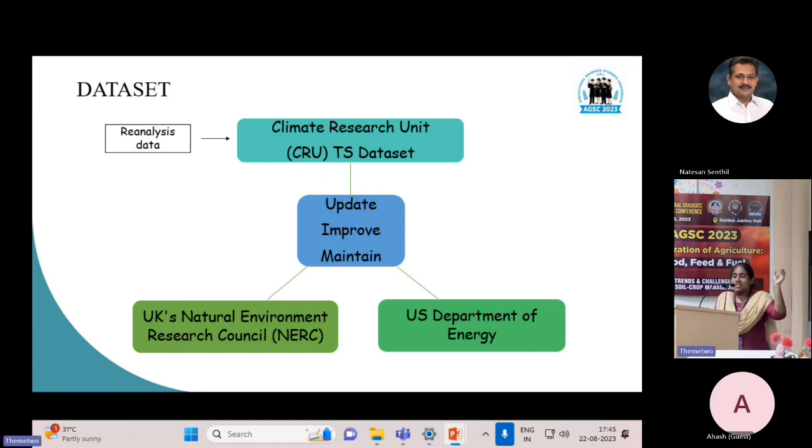Coming to the data set, the Climate Research Unit data is a reanalysis data, because it is derived from observed data. We use the observed data from ground stations and also satellite data. They have derived the points which are actually not observed. That is the reanalysis data. It was developed with a number of funders, but mainly it is handled by the UK and US: in the UK by the Natural Environment Research Council and in the US by the Department of Energy.